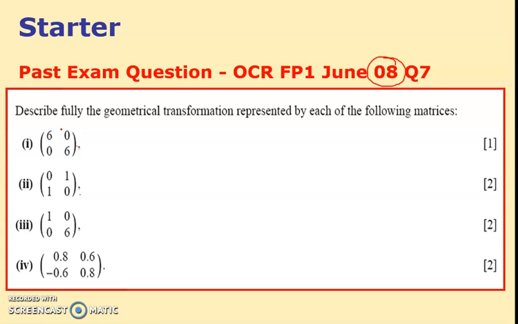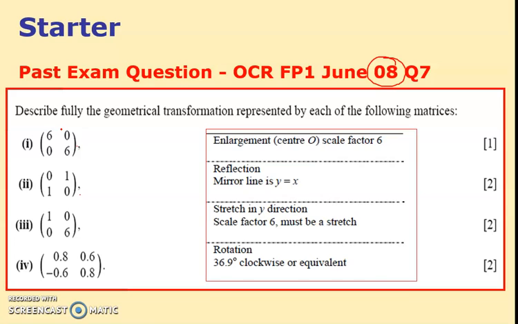Okay, so these are the answers. First one is an enlargement. Whenever you get these noughts and these numbers are both the same, it's an enlargement. Scale factor 6. This is a reflection, and the line y equals 6. This is a stretch, and again it's like the first one actually, but they're different numbers, so only one of them is a stretch. It's a one-way enlargement, if you like, a stretch. And this last one is a rotation, and you might have got that because it says it's a rotation clockwise.